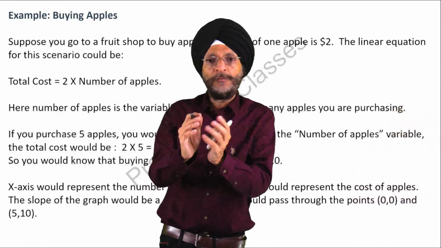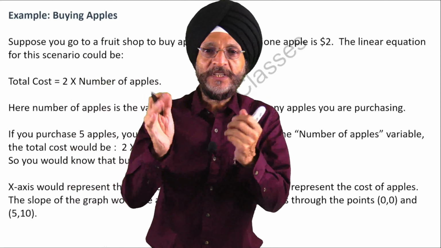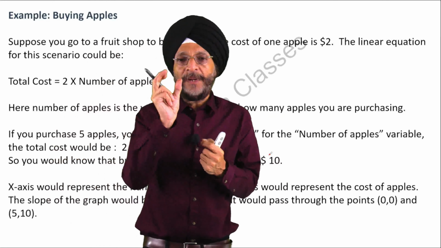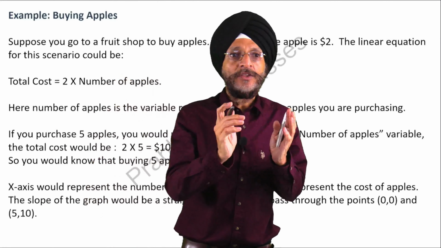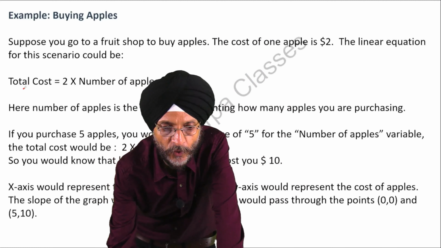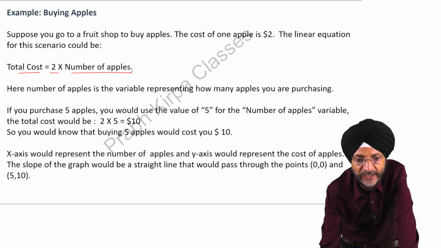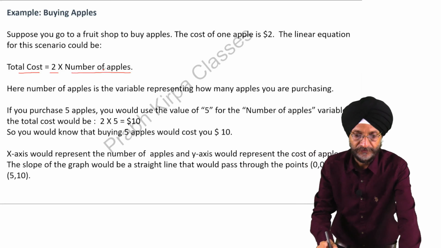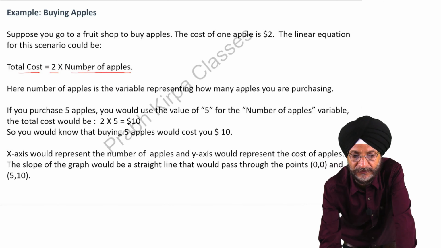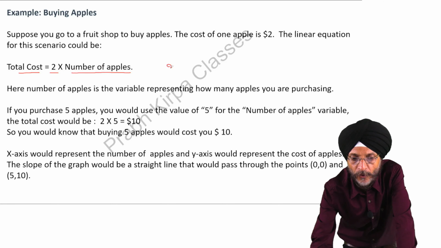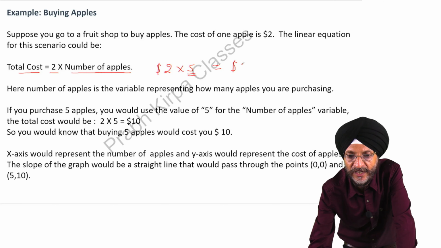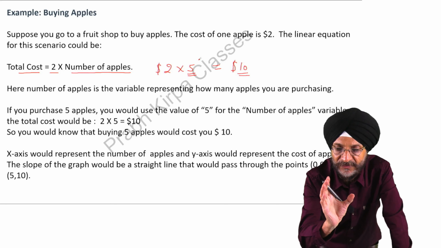We will understand the same with the help of an example. Suppose we go to the market to purchase apples. We ask the shopkeeper, what is the price of the apple? He says that the price of one apple is $2. So in this case, the linear equation will be total cost is equal to 2 multiplied by the number of apples. That is, how many apples we purchase will result into the total cost. Suppose you purchase 5 apples, then what will be the total cost? The total cost will be 2 into the number of apples, that is 2 into 5. 5 is the number of apples, 2 is the price of a single apple, and the total cost of purchasing 5 apples will be $10.